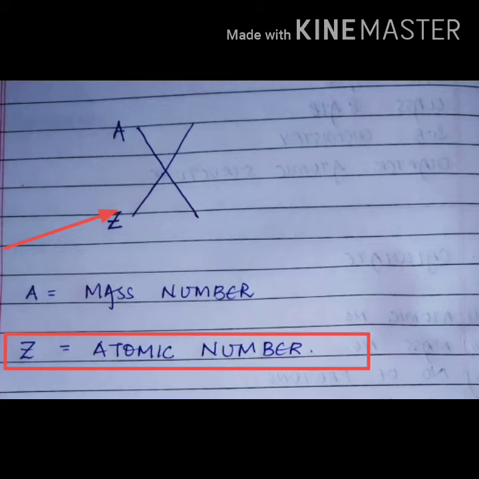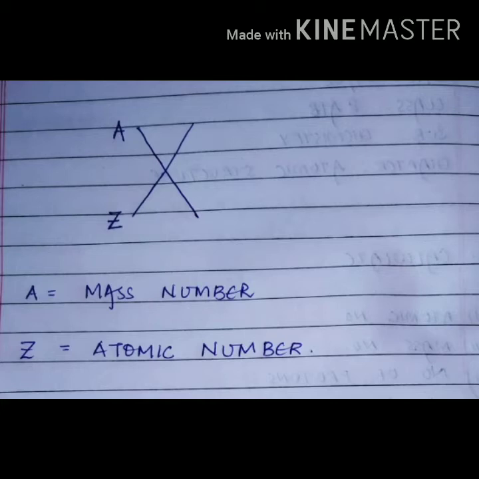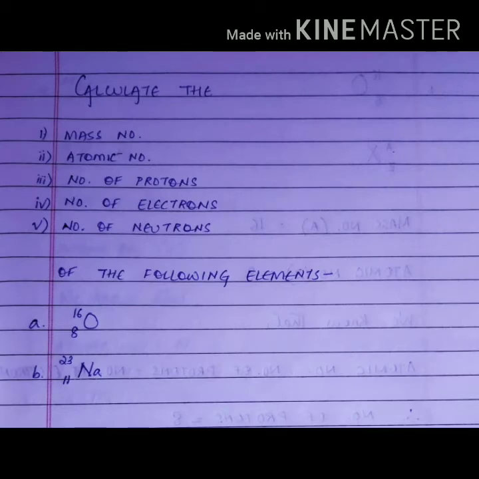So whenever we are writing an element along with the mass number and atomic number, this is how we write. We write the symbol of the element and we write the mass number on the top as superscript and atomic number as subscript. Now using this formula that I've just discussed, we can calculate the mass number, atomic number, number of protons and neutrons. See the screen.